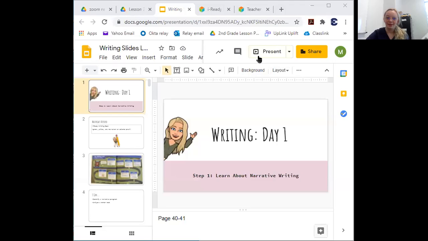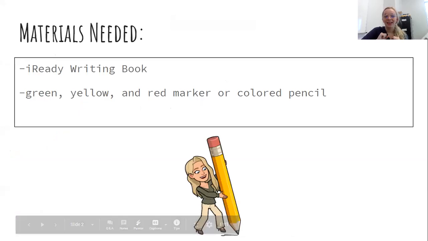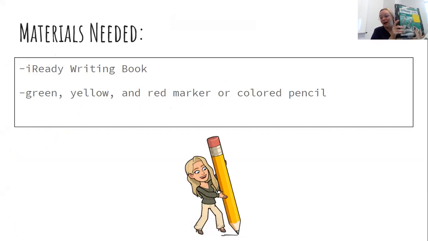So let's take a look at our materials and our I can statement for the day. It is our first day of our new lesson and I'm super excited to start talking about narrative writing with you. Today you're going to need your iReady writing books and a green, a yellow, and a red marker, colored pencil, or crayon. So feel free to pause your video, go find your materials, and come back when you're ready.